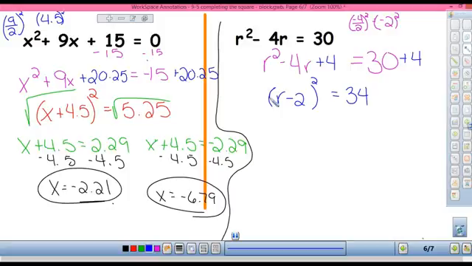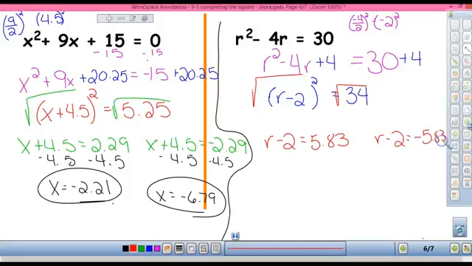All right, so Innocent, what's my next step? You tell me. We just factored the left side. We're going to take the square root of both sides. How many equations am I going to get? 2. All right, so we're square rooting this, square rooting this. When I square root this, what do I get on the left side? R minus 2 equals 5.83. R minus 2 equals negative 5.83.